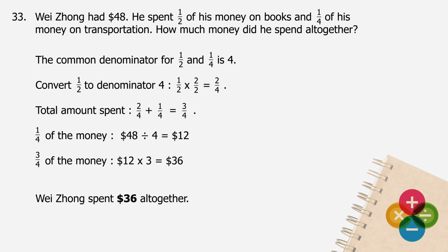The common denominator for 1/2 and 1/4 is 4. Convert 1/2 to denominator 4 will be, multiply 1/2 by 2, and the product is 2/4. The total amount spent will be, add 2/4 to 1/4, and the sum is 3/4. 1/4 of the money will be, divide $48 by 4, and the quotient is $12. 3/4 of the money will be, multiply $12 by 3, and the product is $36. Wei Zhong spent $36 altogether.